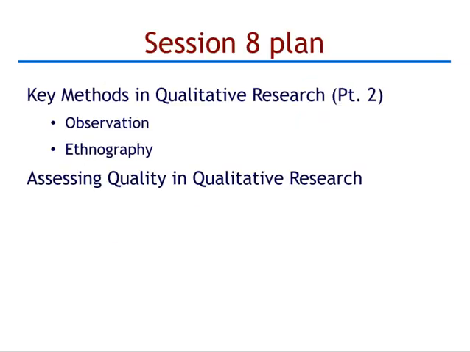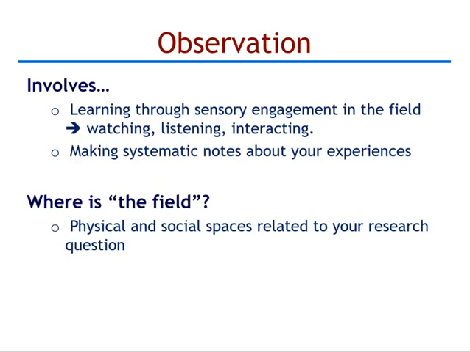In session 6, we introduced qualitative research methods, and we talked about two key data collection methods, which are focus groups and in-depth interviews. In this session, we'll introduce another set of key qualitative methods, which are observation and ethnography. And then we'll also spend time at the end talking about standards that are used for assessing quality in qualitative research. So let's start with observation.